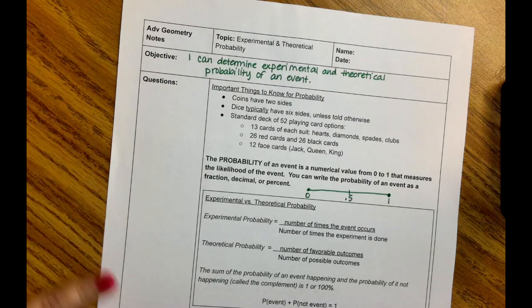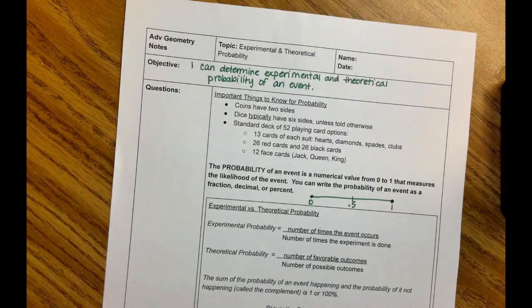So it's equally likely. There are a couple of important things that you need to know. All coins, we will assume that they have two sides. Dice, typically, we will assume will have 6 sides, numbered 1 through 6. And a standard deck of playing cards has 52 cards. There are 13 cards in each suit: hearts, diamonds, spades, and clubs. There are 26 red cards and 26 black cards. And there are 12 face cards, anything that would have a face: a jack, a queen, or a king.